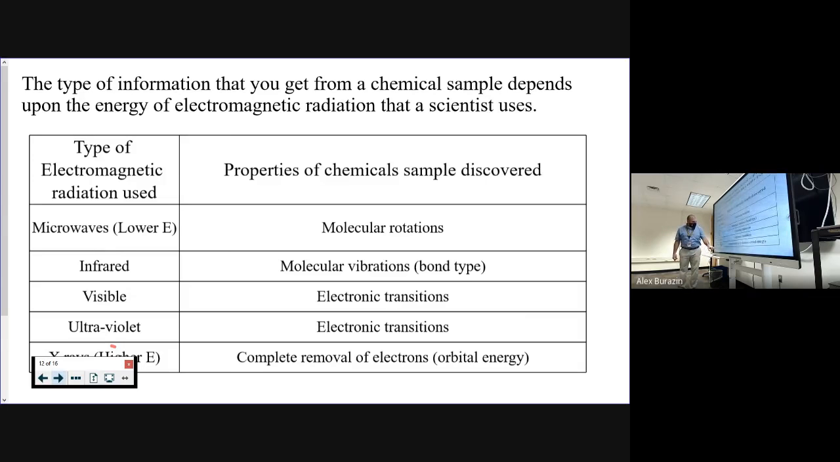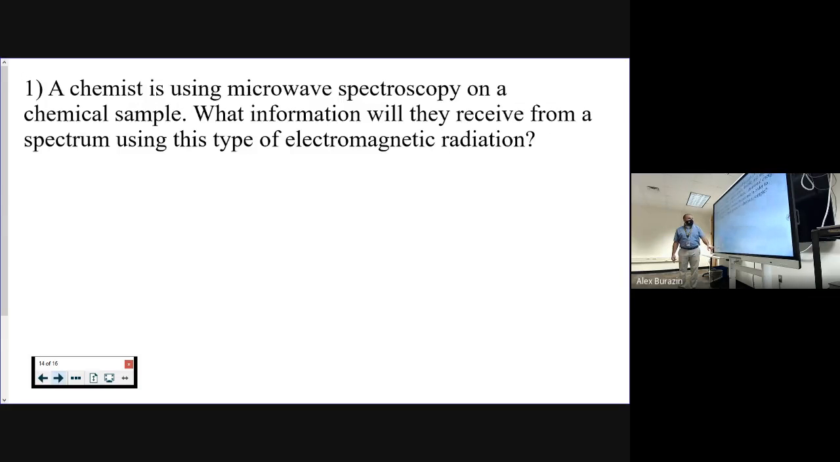So with that in mind, let's try this one first. A chemist is using microwave spectroscopy on a chemical sample. What information will they receive from a spectrum using this type of electromagnetic radiation? What will they learn? If a chemist hits a chemical sample with microwave radiation, what would they learn about the chemical sample?